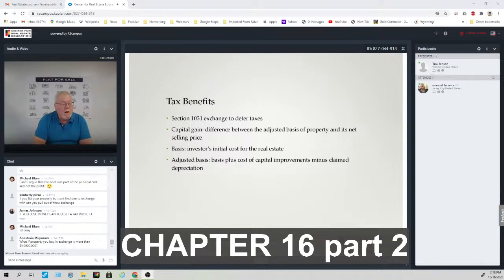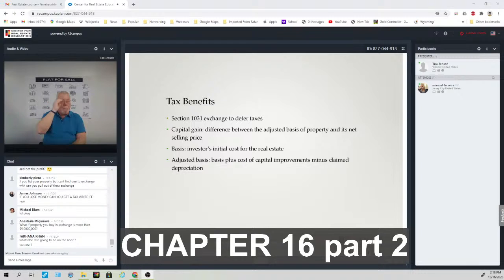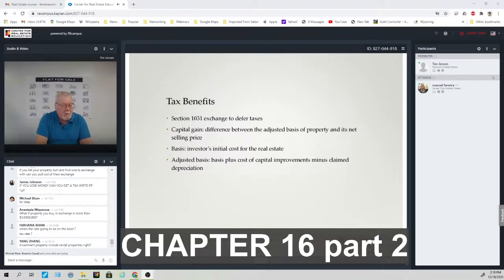What if property you buy in exchange is more than 5? Again, Anastasia, if it's more, then the person who benefits from the difference, the boot, has to pay tax on the boot at the exchange. So the other party would have to pay the tax. What if property you buy in exchange is more than 5 million? Again, we answered that.